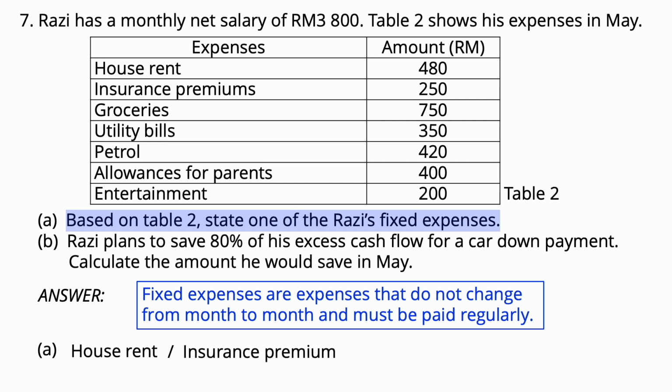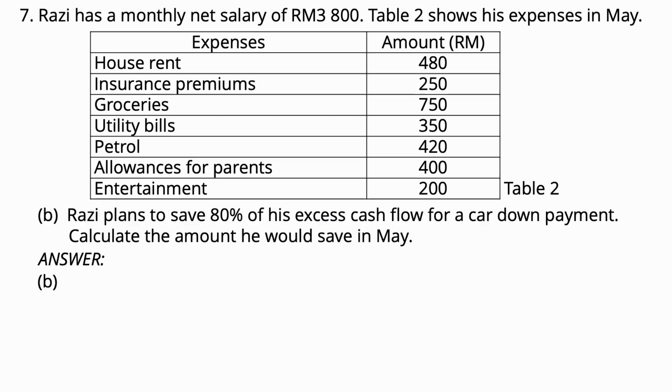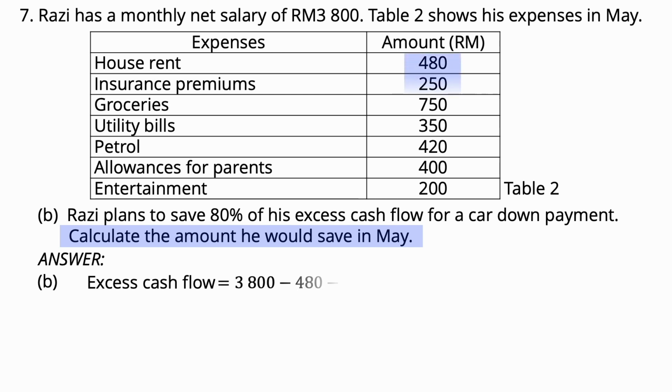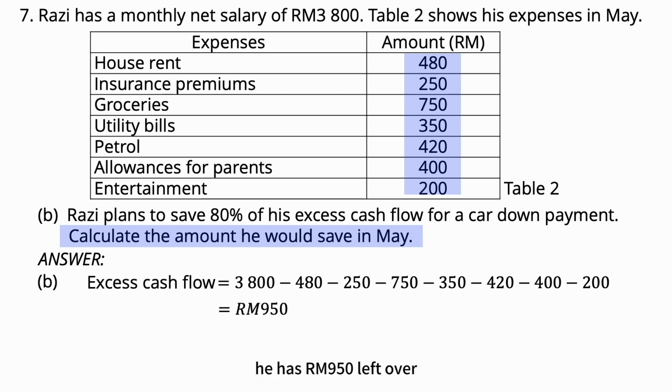B. Razi plans to save 80% of his excess cash flow for a car down payment. Calculate the amount he would save in May. Calculate the excess cash flow. Razi first pays all his monthly expenses. 3,800 minus 480 minus 250 minus 750 minus 350 minus 420 minus 400 minus 200. After these payments, he has Rm 950 left over.